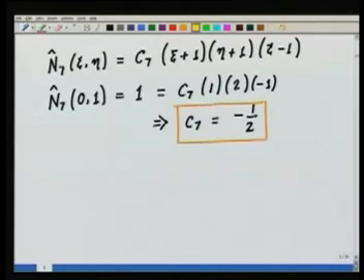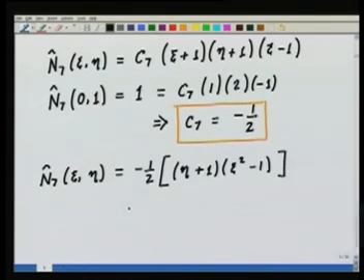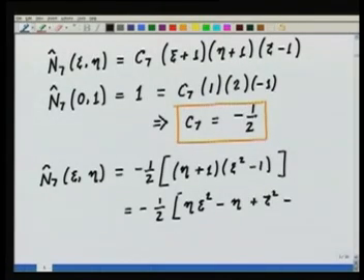So my n7 hat, if I look at it as a function of psi, eta, is equal to -1/2 into eta plus 1 into psi squared minus 1. This is -1/2 into eta psi squared minus eta plus psi squared minus 1.